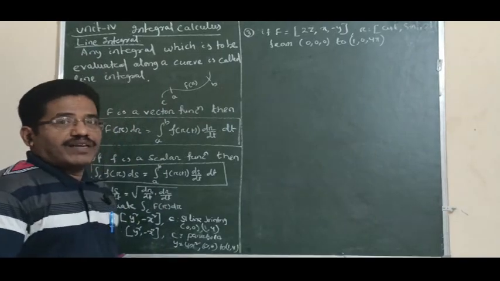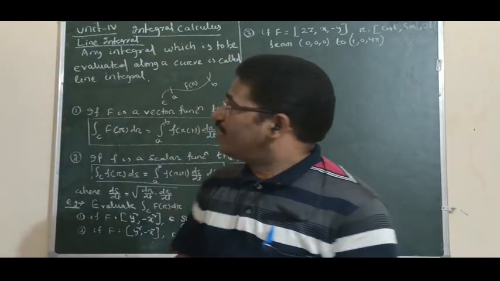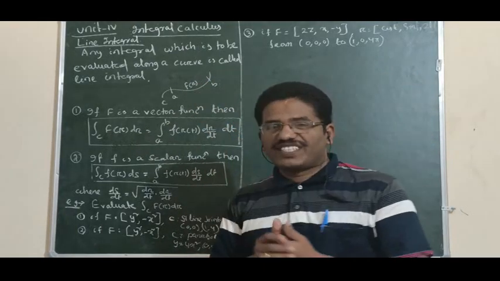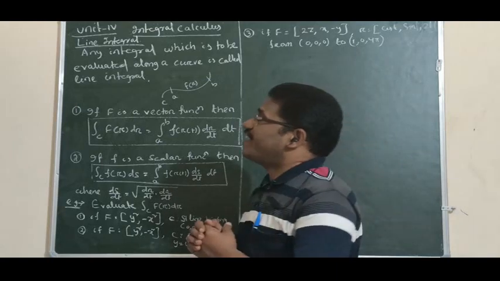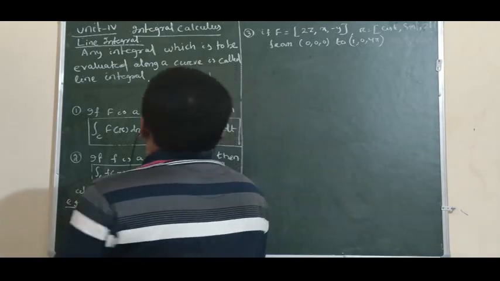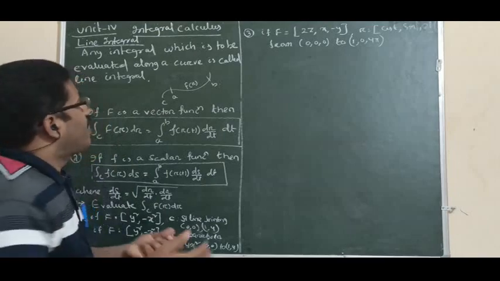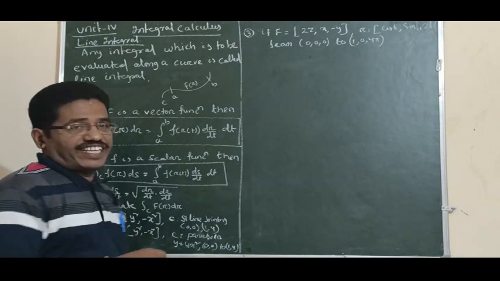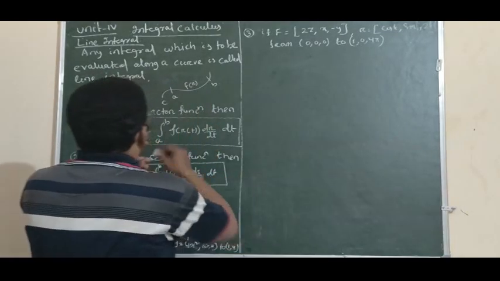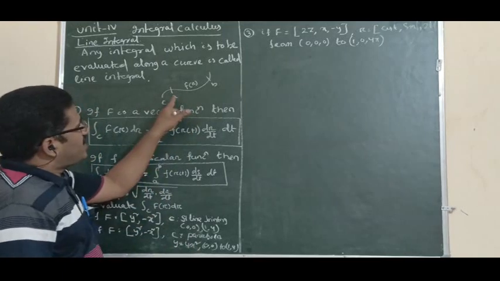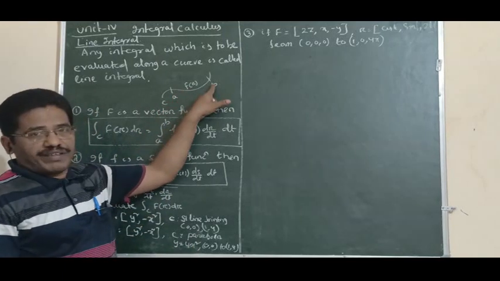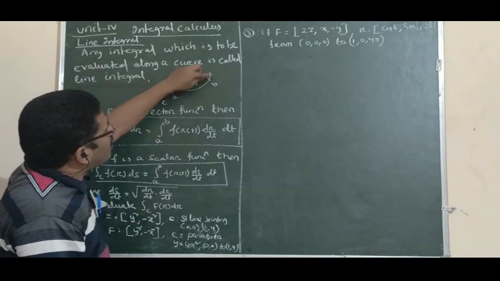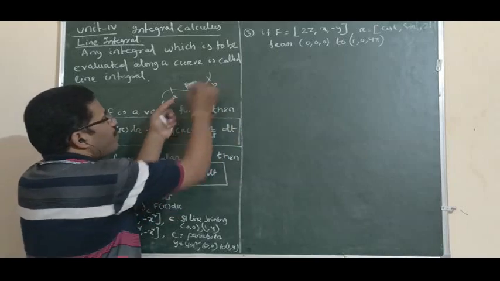Today, the most important topic, integral calculus, that is Unit 4. The first chapter we will discuss is line integral. What is line integral? Any integral which is to be evaluated along the curve C is called line integral. That means this is your curve C, where a function is defined in between A to B. So we will calculate the line integral over the curve C in between A to B.